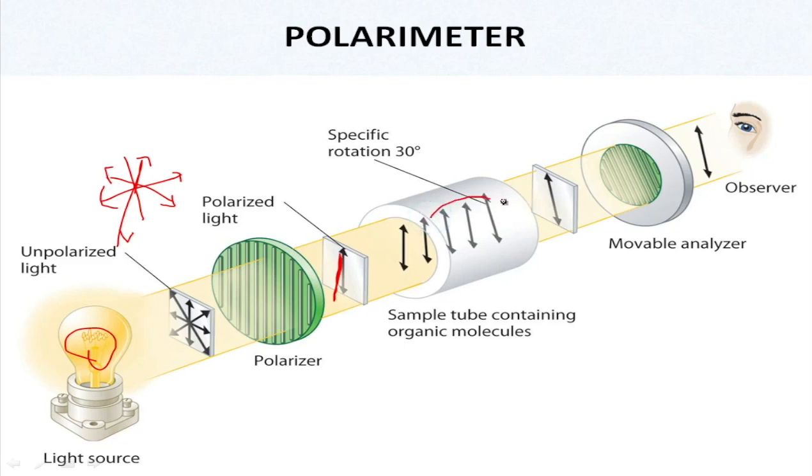For the sample, distilled water is taken first. Distilled water is optically inactive, so the light goes straight through. With optically active compounds, the light is rotated to the right.